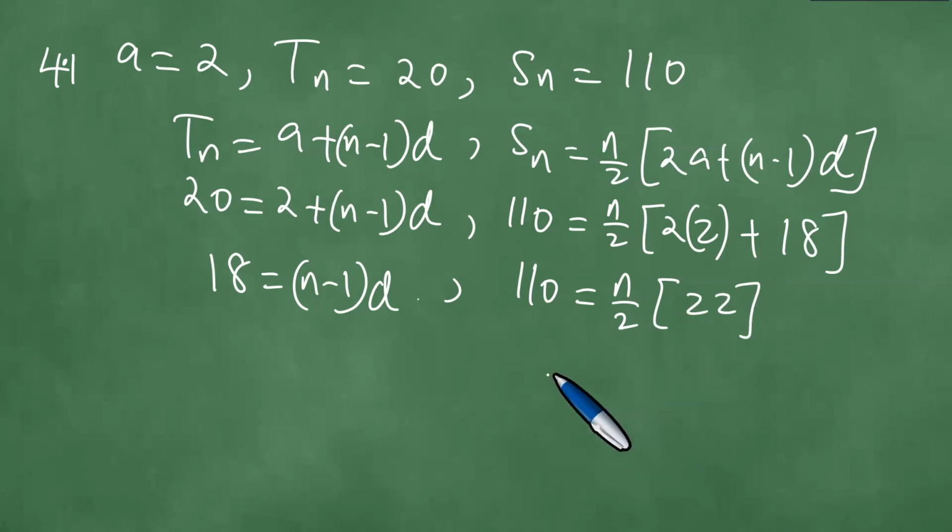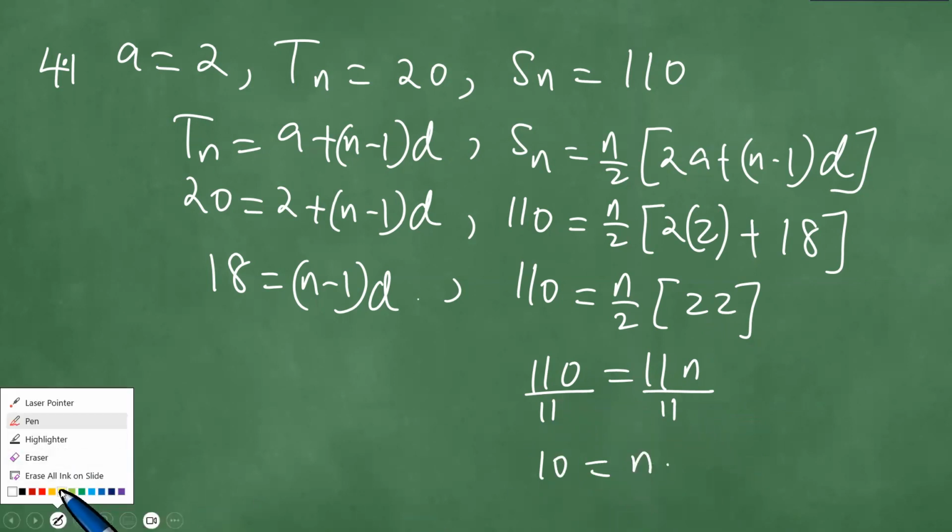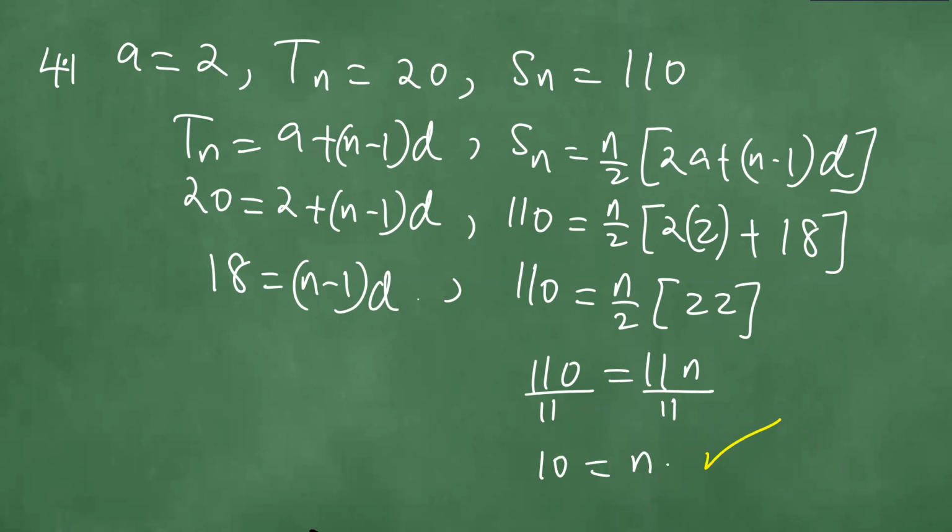2 goes how many times into 22? 22 divided by 2, it's 11. You divide by 11, both left and right, and you get that 10 equals n. Obviously, the question was that we need to find the value of n, and we found that n is 10. Now, let's look at the next question.